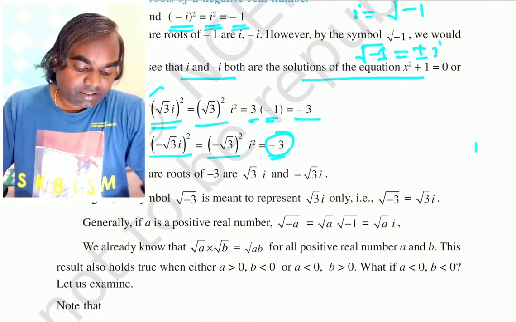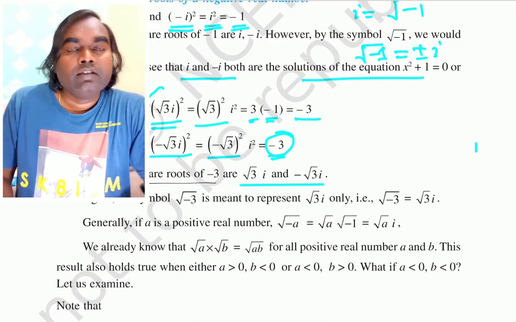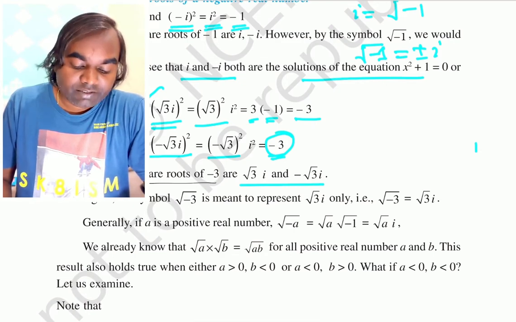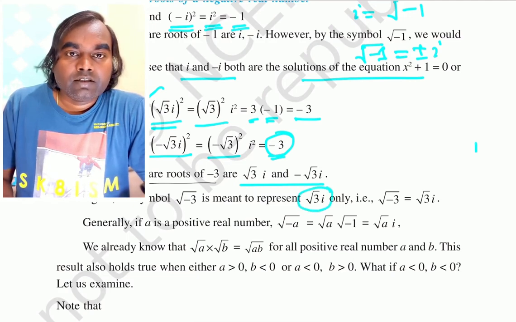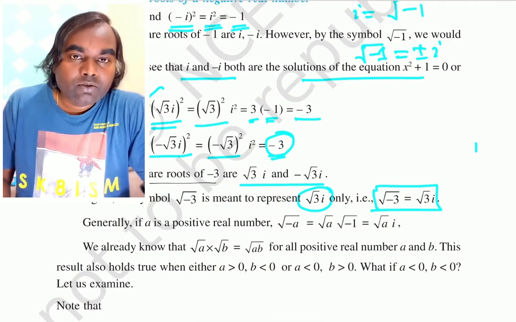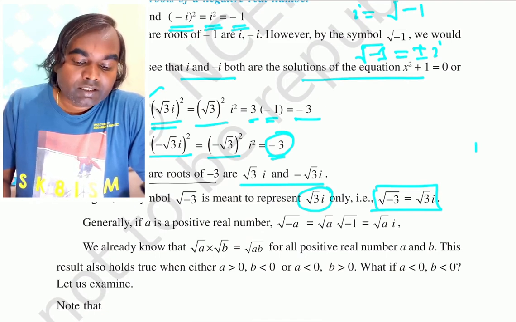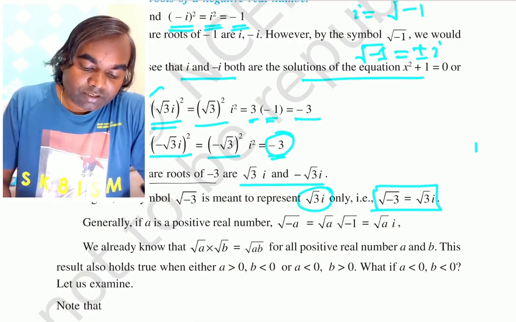So we see that the square roots of minus 3 are square root 3i and minus square root 3i, but as per the definition we will take only the square root 3i as the square root of minus 3, that is this. So till now we are finding out the square root of the negative real number. In this case we are getting two values, but what we will do, we will take the positive value only, that is we will take this.